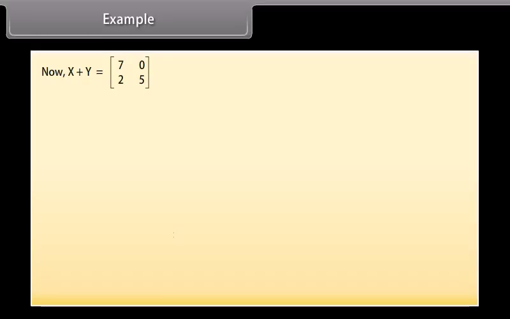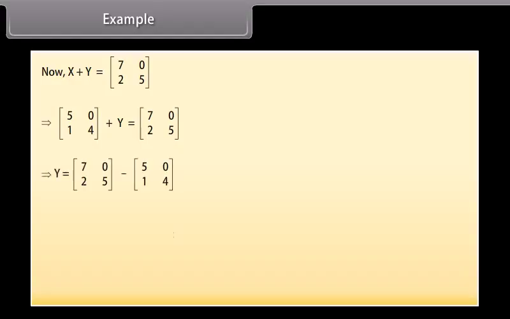Now, substituting the value of X in X plus Y and solving it, we get matrix Y is equal to, row-wise: first row 2, 0, second row 1, 1.